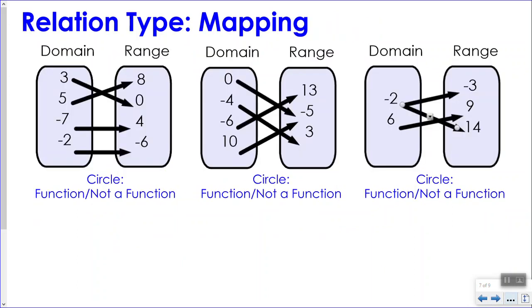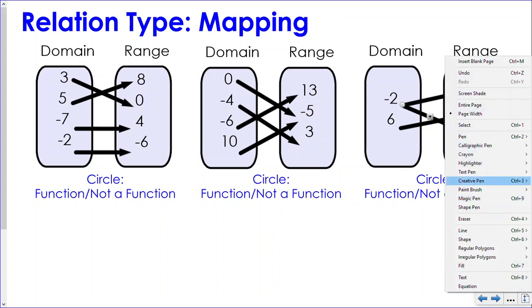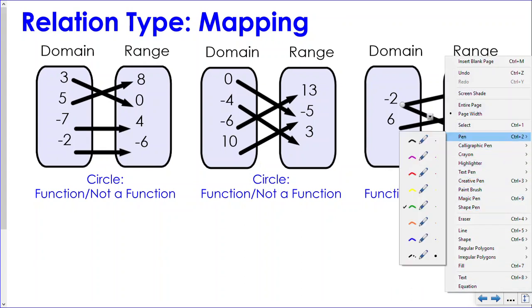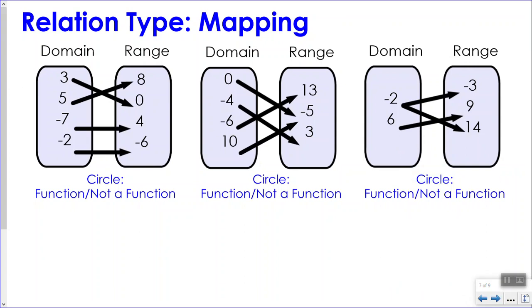The next type of relation we're going to look at is a mapping. So this is just another way of expressing the relationship between the two numbers. Each number in the domain has an arrow from it going to the corresponding range value. So 3 maps to 0, 5 maps to 8, 7 maps to 4, and -2 maps to -6. Because each domain value only maps to one range value, this is a function.